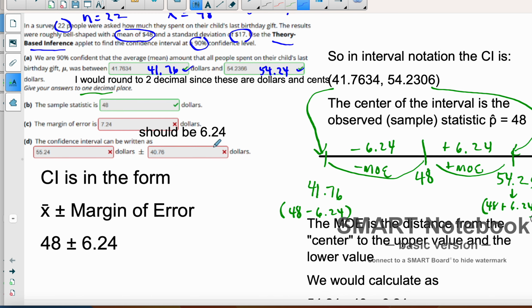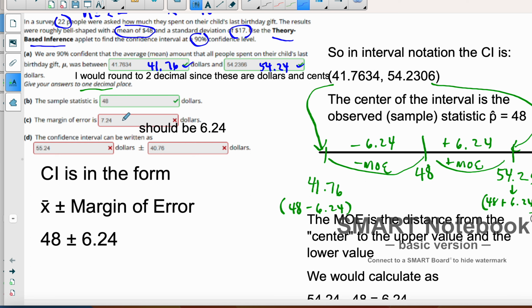So it looks like where the questions are is around calculating margin of error and writing the confidence interval in the margin of error form. So when you pulled it out of the theory-based applet, it gave you this format here, which is interval form. All that means is that the low end of the interval is 41.7634 and the upper end is $54.236. Oh, this should be 6.